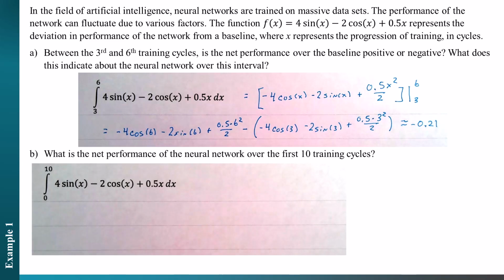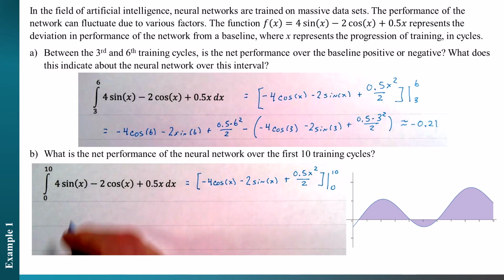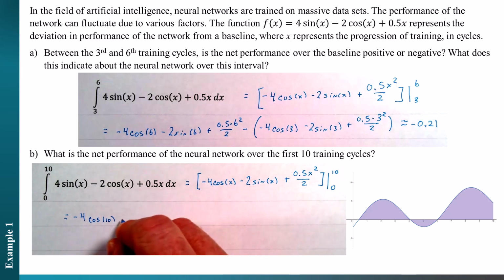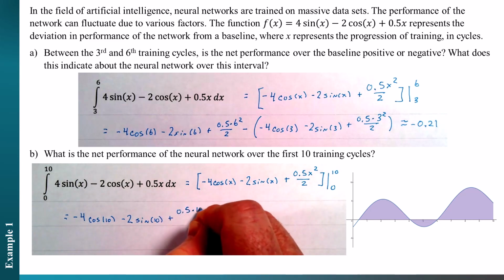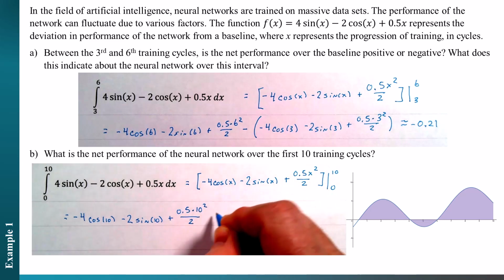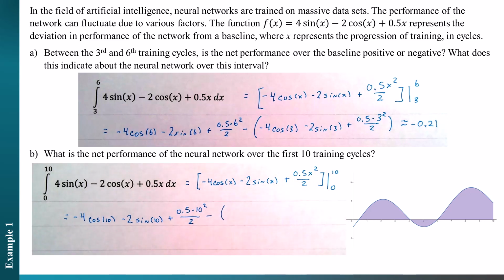The net performance of the neural network over the first 10 training cycles is given by the definite integral from 0 to 10 of our function. Now we've already got the antiderivative from part A, so all we need to do here is evaluate that antiderivative from 10 down to 0. So that gives us negative 4 times cosine of 10 minus 2 times sine of 10 plus 0.5 times 10 squared over 2. And now we're going to subtract here, and now we will plug 0 into this.